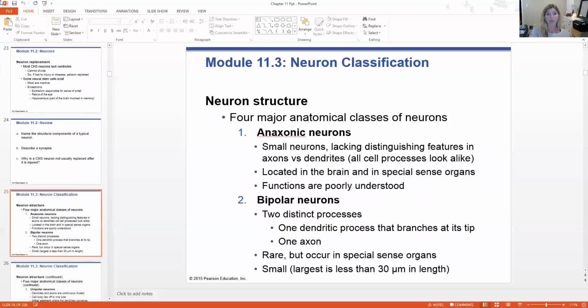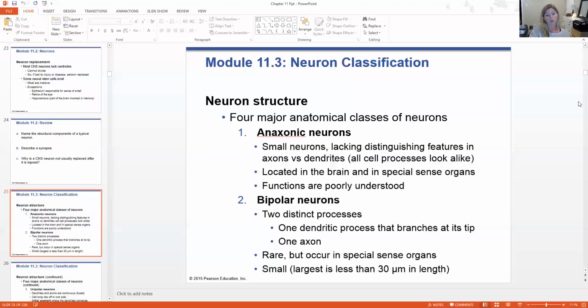Let's talk about how our neurons are classified. They're classified based on their structure. There are 4 anatomical classifications of neurons. You have anaxonic neurons. That prefix "an" usually means without. So these are small neurons that lack distinguishing features. You really can't tell that they have axons or dendrites. They kind of look like a normal cell almost. Their functions are not very well understood. They are within the brain and within some of our special sense organs.